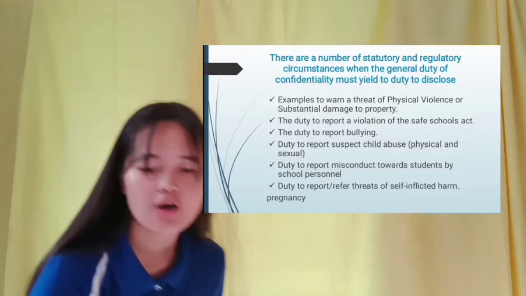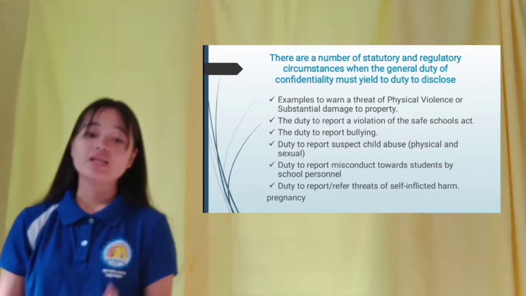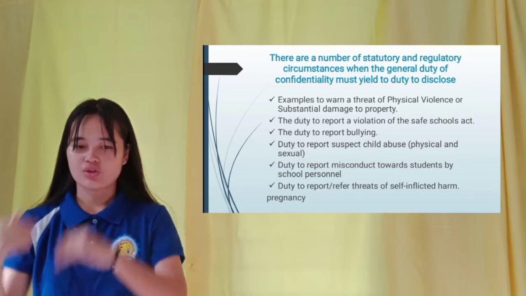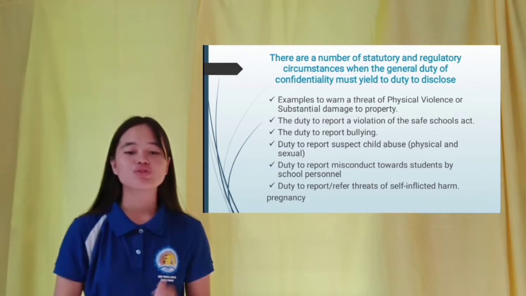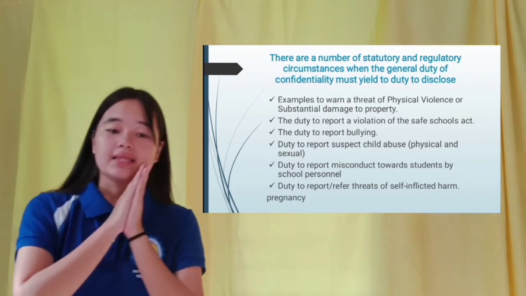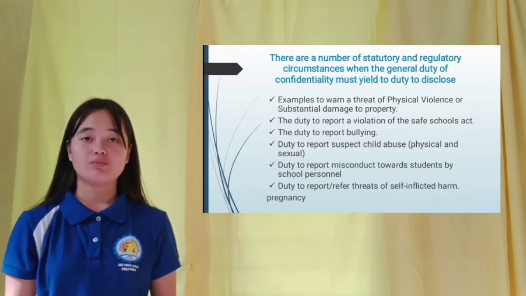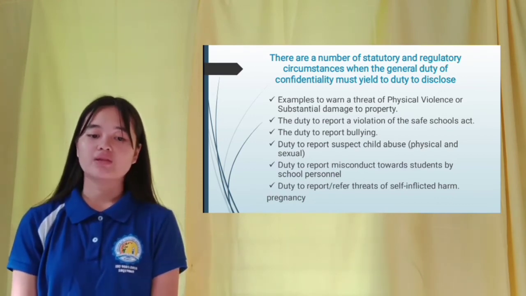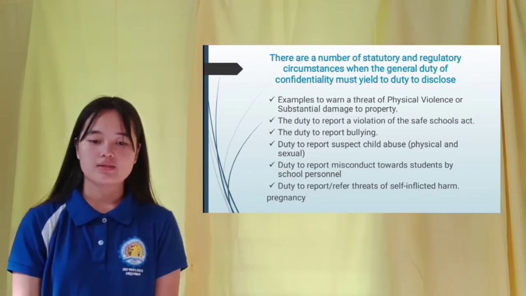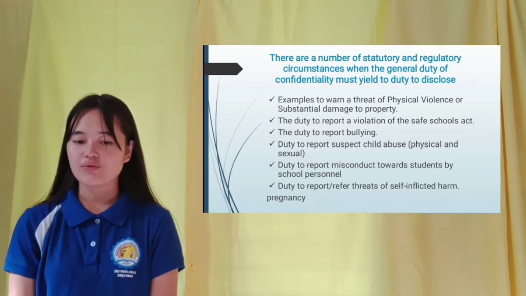So there are a number of statutory and regulatory circumstances when the general duty of confidentiality must yield to the duty to disclose. First, examples: to warn of a threat of physical violence or substantial damage to property. The duty to report a violation of the Safe Schools Act. The duty to report bullying, the duty to report suspected child abuse, physical and sexual, the duty to report misconduct towards students by school personnel, and the duty to report or refer threats of self-inflicted harm.